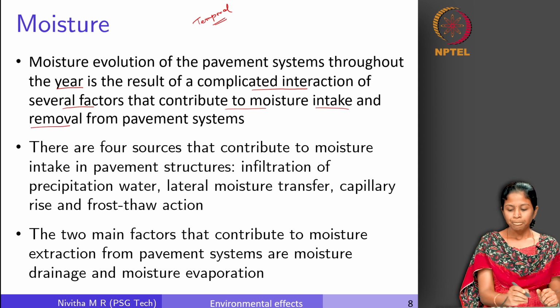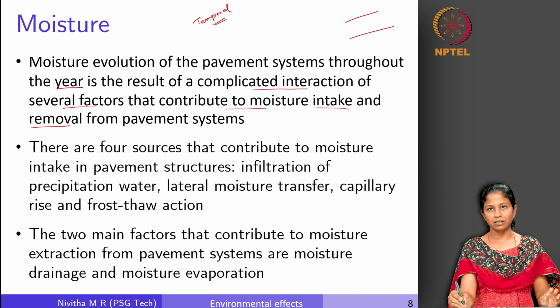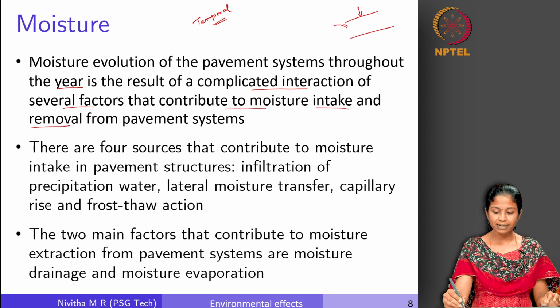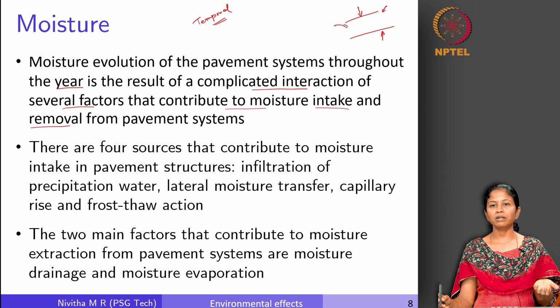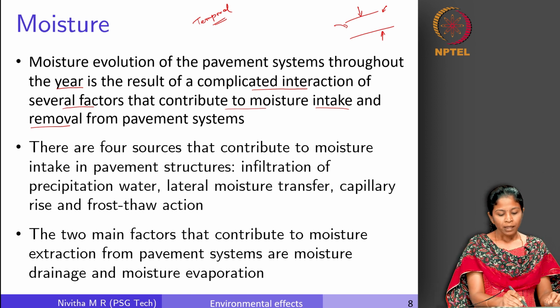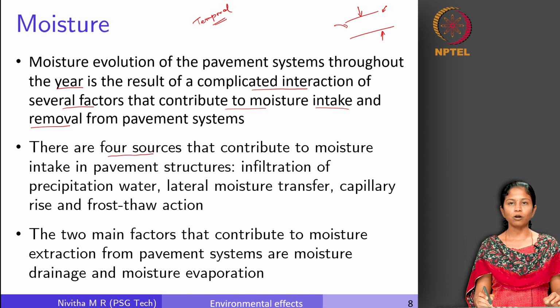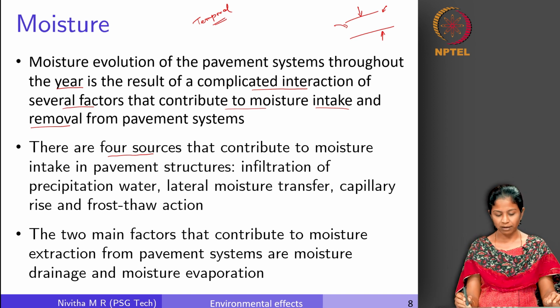and removal. So if I have a pavement system, we said there are 3 factors which are going to cause moisture influence. One is precipitation, one is lateral drainage, one is capillary action, right. Similarly, there are phenomena through which water will be removed from the pavement system also. So let us look into what these factors are. Studies generally define 4 sources that contribute to moisture intake in a pavement structure. What are these 4 factors?